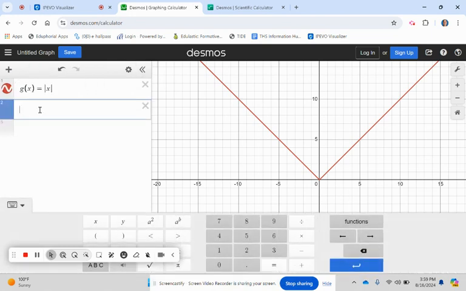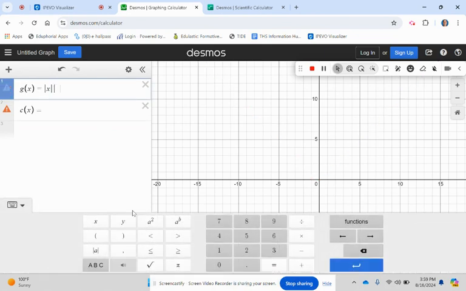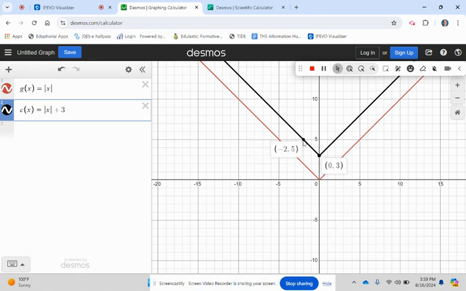Now let's take a look at the next one. c of x equals the absolute value of x plus 3. Oh, we're still in that same graph. Let's come back here. Okay, let's pick 3 points. This seems to be a good point. Negative 2, 5, and 2, 5 seems to be a good point.